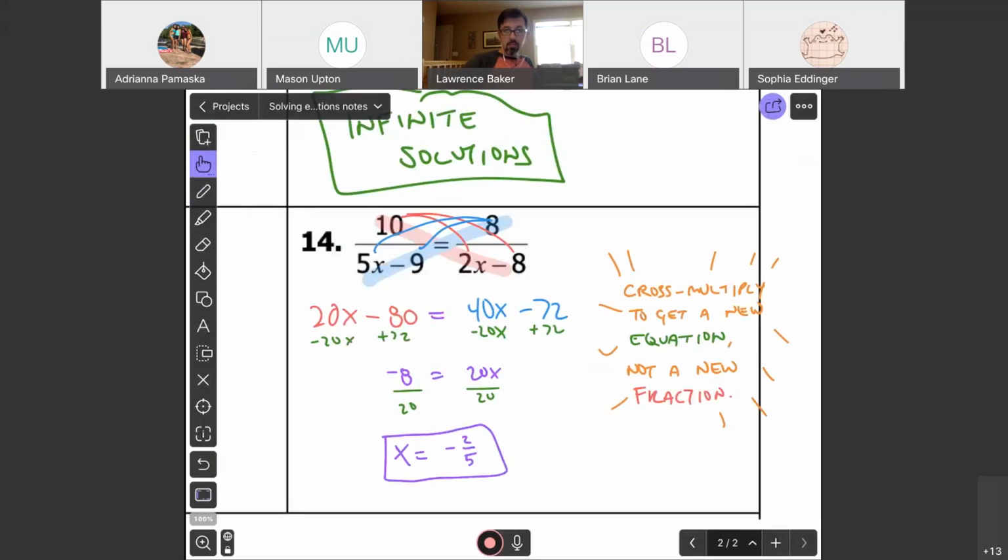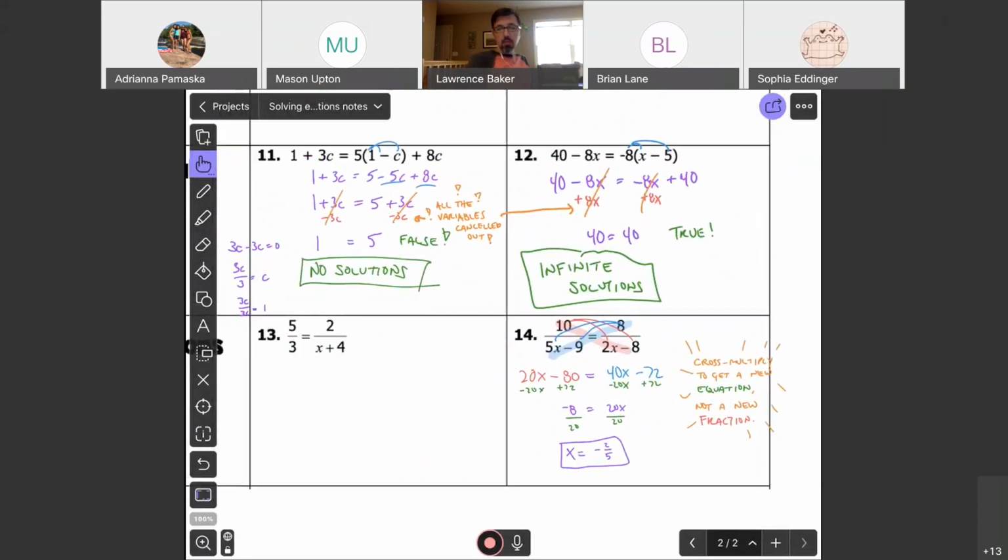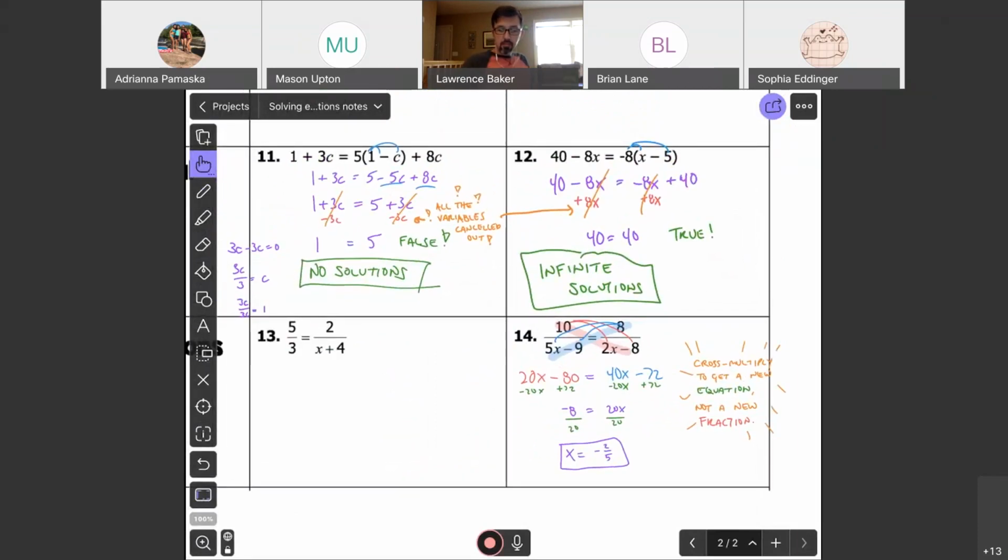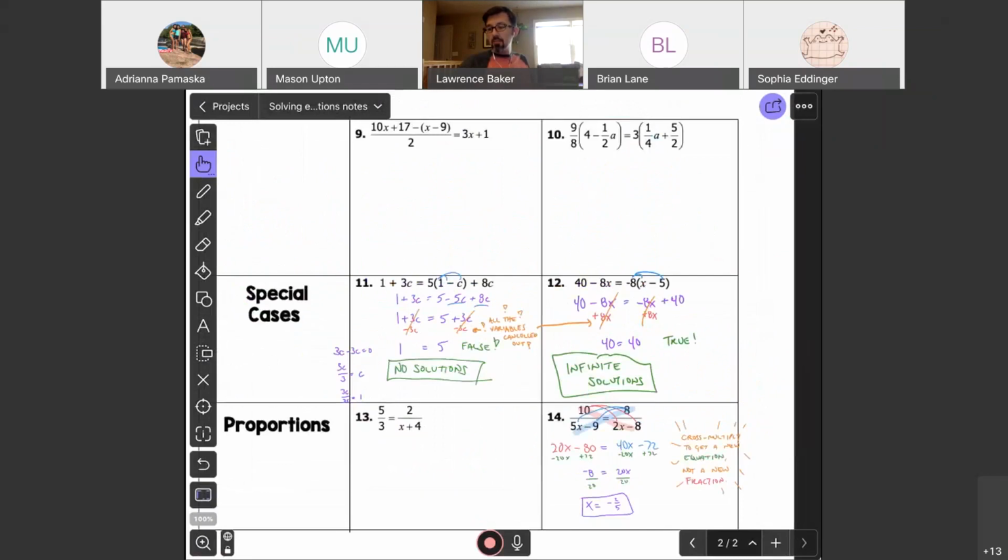So when you're looking at a proportion, just use cross multiplication. Cross multiplying is just a shortcut we can use when we're doing proportions. You guys would have done a lot of proportions last year in geometry, with all those similar triangles and stuff like that. Anything you guys want to talk about there on the back? Nope. Okay.